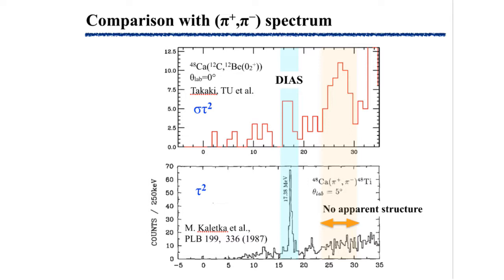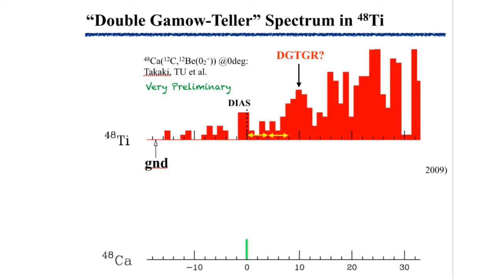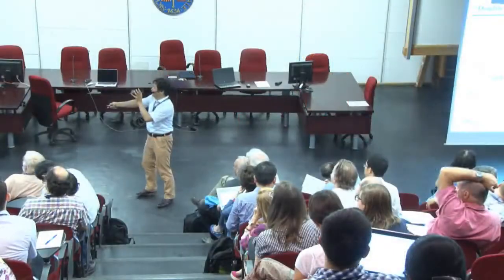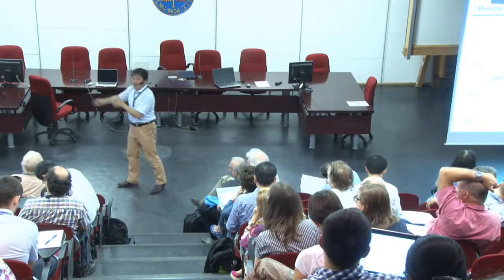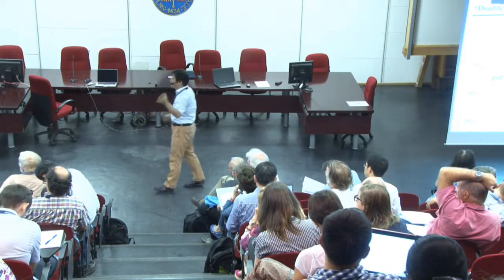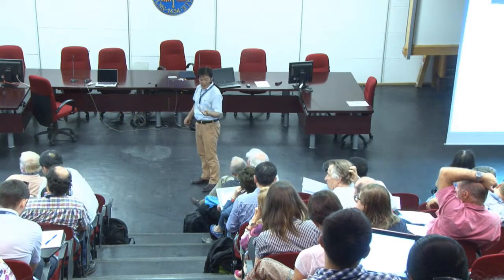Let me compare with the single Gamow-Teller. This is calcium-48, scandium-48, and titanium-48. This is the giant Gamow-Teller resonance, and this could be a candidate for the double Gamow-Teller giant resonance. If you look at the energy difference from the isobaric analog state to the Gamow-Teller, it is almost twice, although it is a little bit higher than 2 times the energy difference here, but it could be a candidate for the double Gamow-Teller giant resonance.